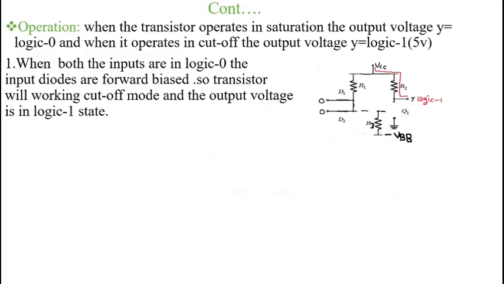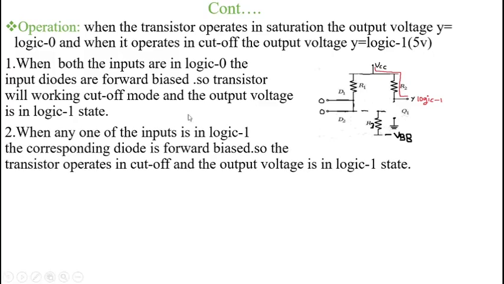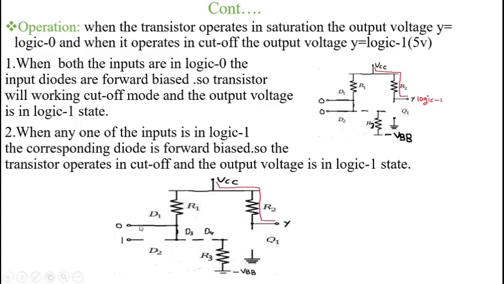The next possible combination is when any one of the inputs is in logic 1; the corresponding diode is reverse biased, so the transistor operates in cutoff and the output voltage is in logic 1 state. For example, here one input is logic 0 and the other input is logic 1. When we apply logic 1 as input, the corresponding diode operates in reverse bias condition, therefore this diode acts as an open switch. And with respect to the other input, we get the output equal to logic 0.